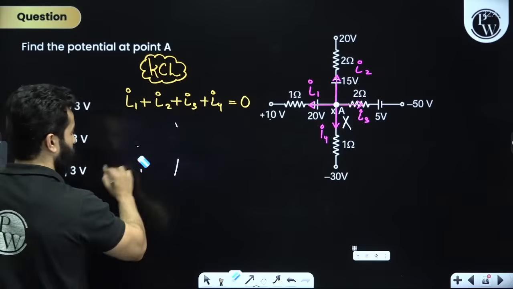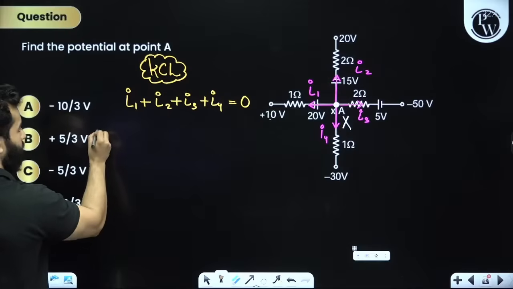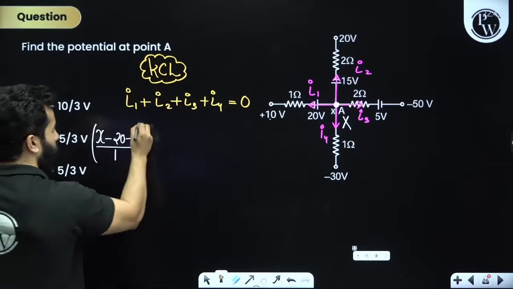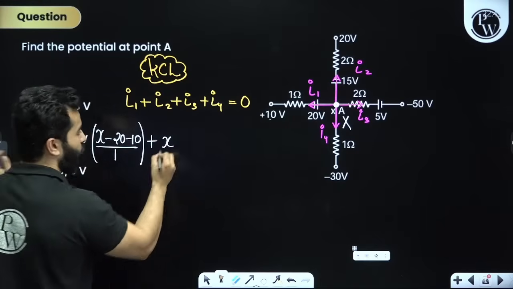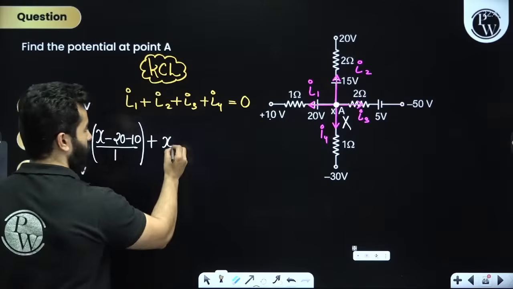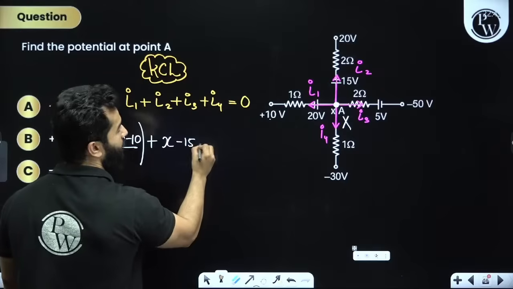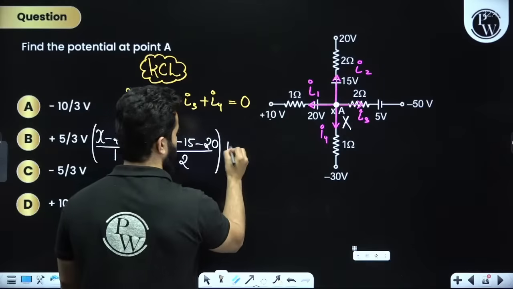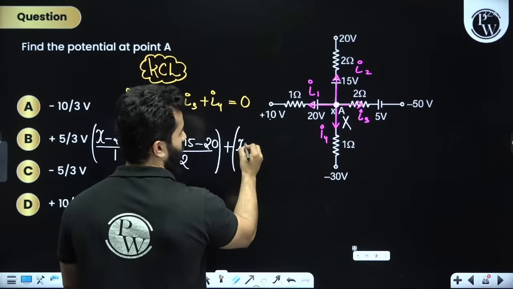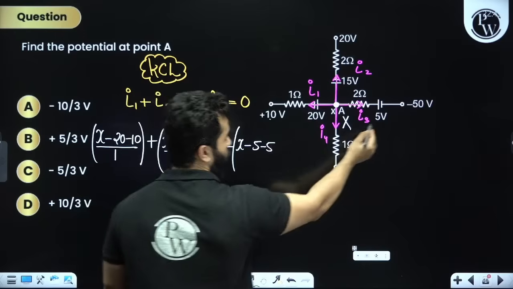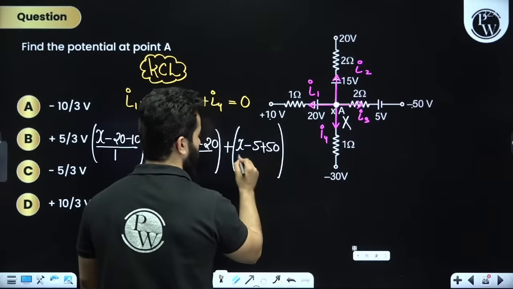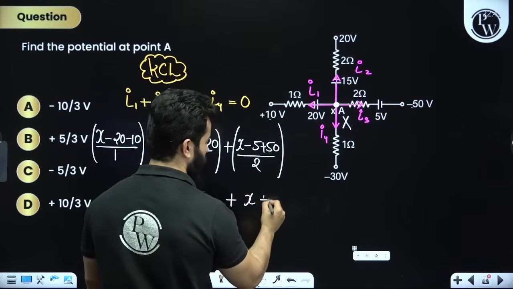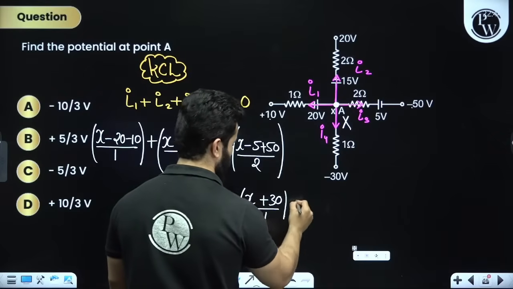I don't have this much space, so I'll be considerate. X minus 20 minus 10 divided by 1 plus, for I2, my dear friends, we'll start from X and then again positive terminal, and we are exiting from negative. So, minus 15 minus 20 divided by 2 plus X minus 5 minus of minus 50. So, plus 50 divided by 2 plus X minus of minus 30 divided by 1 is equals to 0.